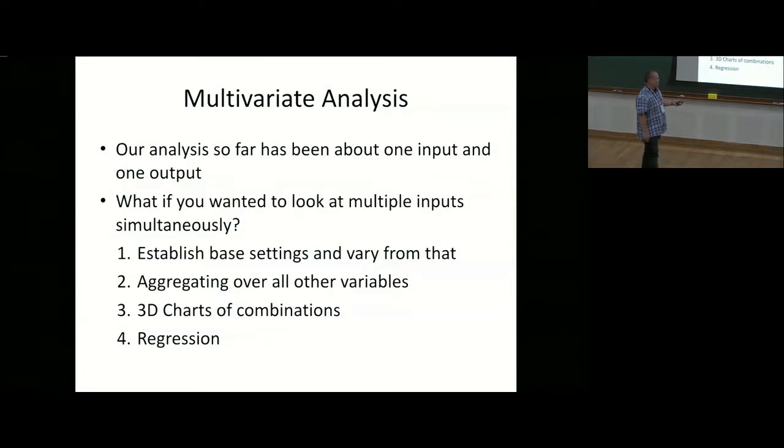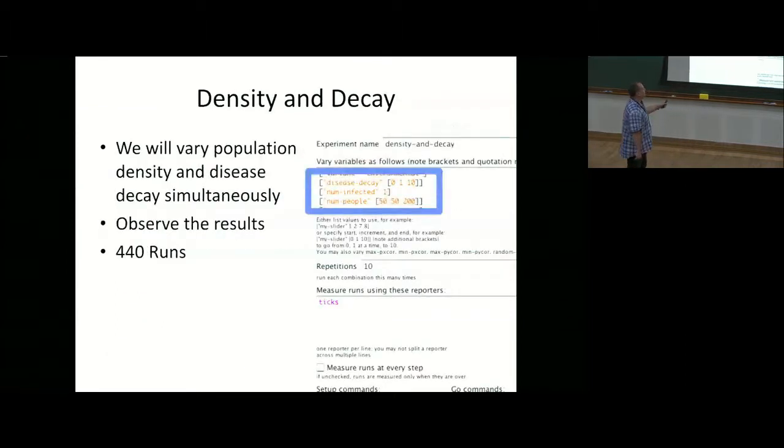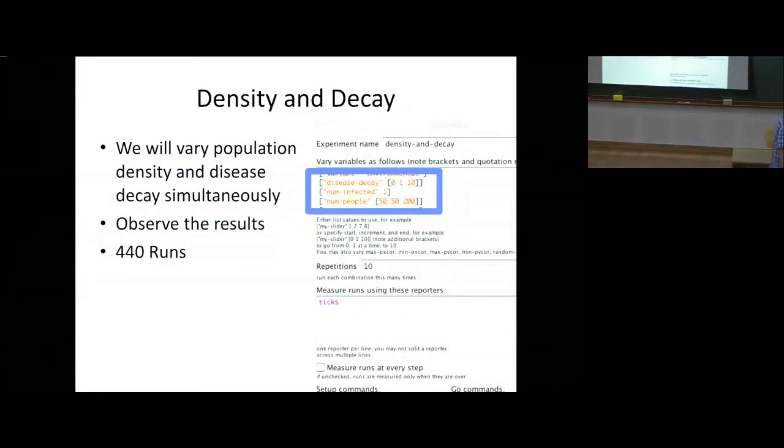Then you can use 3D charts of combinations. That's what I was mentioning. As long as you have 2 inputs and 1 output, you can do that. And you can do regression, right? And regression is kind of the final thing. We can essentially treat the model as an experiment and regress an output on our inputs. That tells us the relationship between those inputs and our outputs, right? So in the model we're going to look at density of the population and this environmental decay aspect.